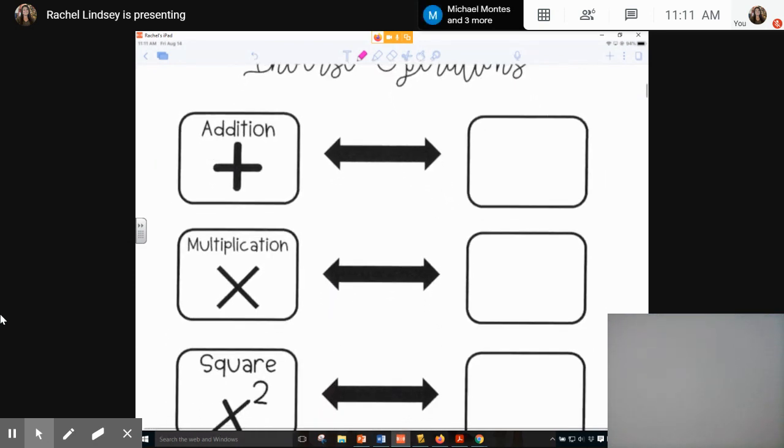Okay, so our inverse operations, remember inverse operations are the opposite of an operation. It's what undoes another operation. So if we're looking at addition, what undoes addition? Subtraction. So anytime you want to undo subtraction, you're going to use addition. To undo addition, you'll do subtraction. Then multiplication, what undoes multiplication? Division. And multiplication undoes division, division undoes multiplication.